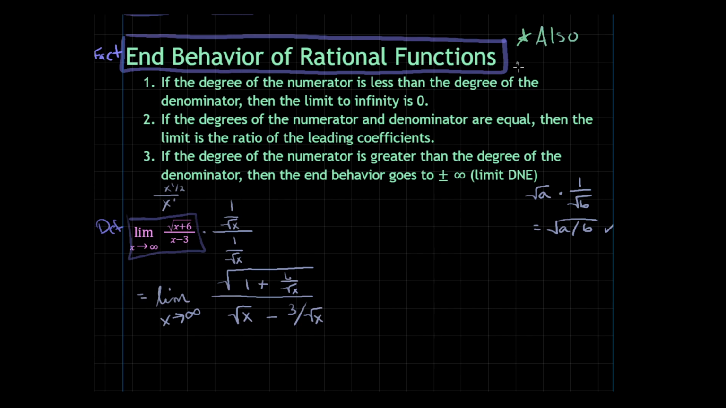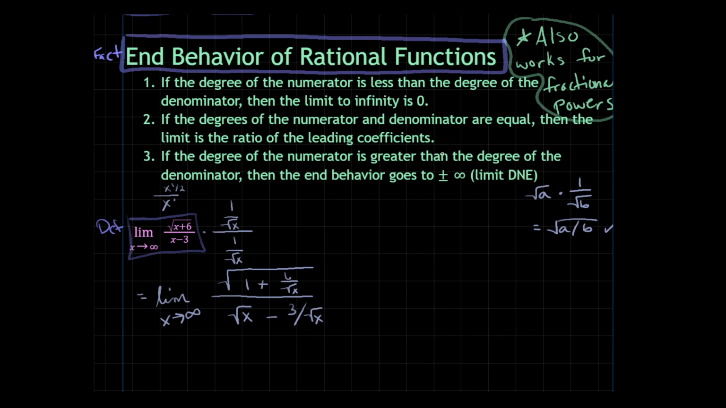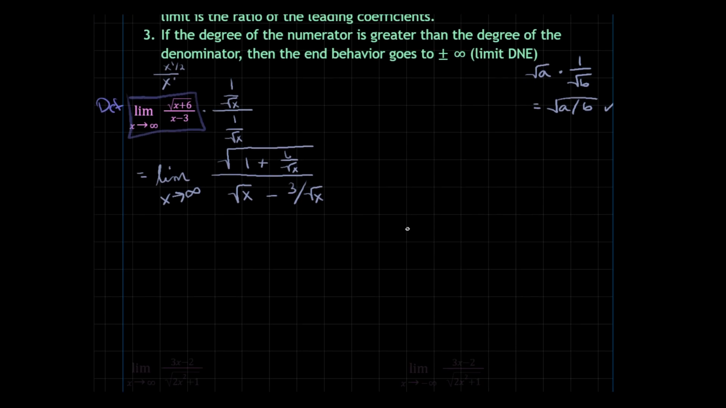So this also works for fractional powers. One thing you might have to be careful of is whether or not you put negatives under a positive root, right? You can't take the square root of a negative number. So you've got to watch out for that. But other than that, this will work just fine for fractional powers or square roots.